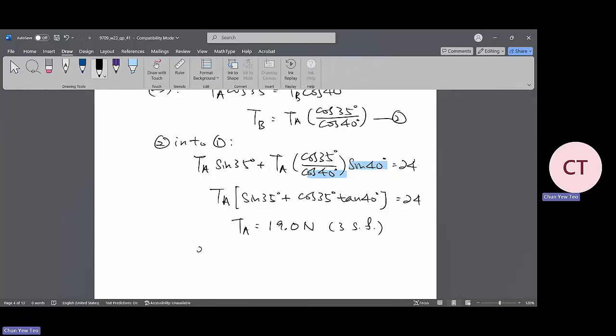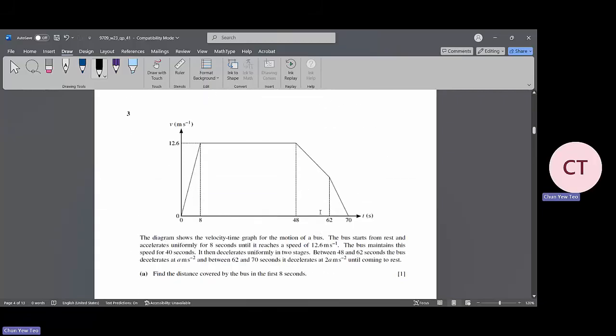So I replace this value into the second equation, and then I can find my TB. Again, you press the calculator, and your TB will be 20.4 Newton, also to 3 significant figures. Okay, so this will be the answer for number 2. And moving on, we have question number 3.